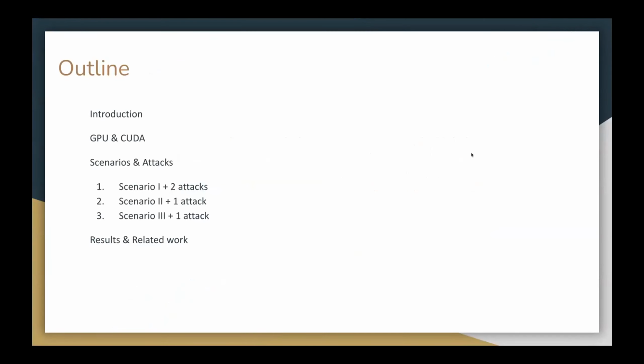So a little bit of an outline of what we're going to talk about. We have an introduction, and a little bit of background about GPUs and CUDA, which are sort of keys to this paper. Then we have 3 different scenarios along with 4 different attacks. And at the end, we're going to have results and related works.